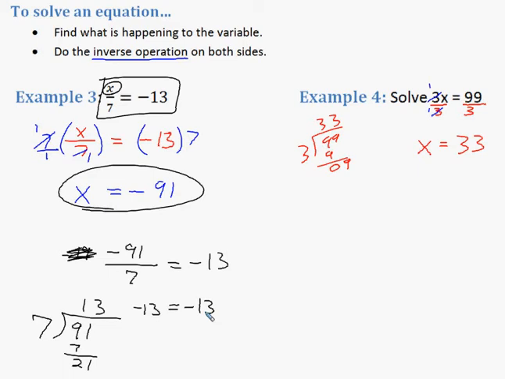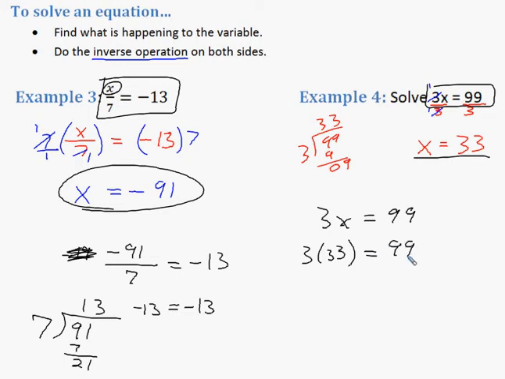We could do the same thing here really easily. 3x equals 99. We solved and we said, well, we think that x is 33. 3 times 33, well, it works. 99 does, in fact, equal 99.